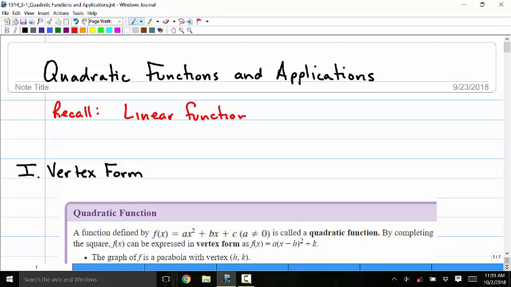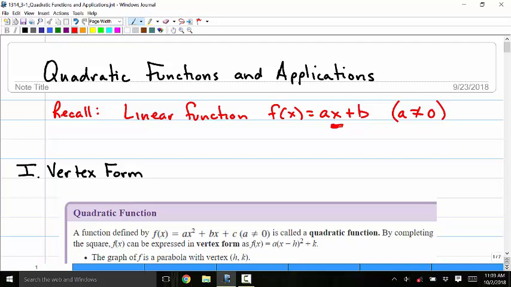A linear function is of the form f of x equals ax plus b, where a is not 0. What makes it linear? It's x to the first power. And the graph of a linear function is a line. Yep, that's what we did last chapter.